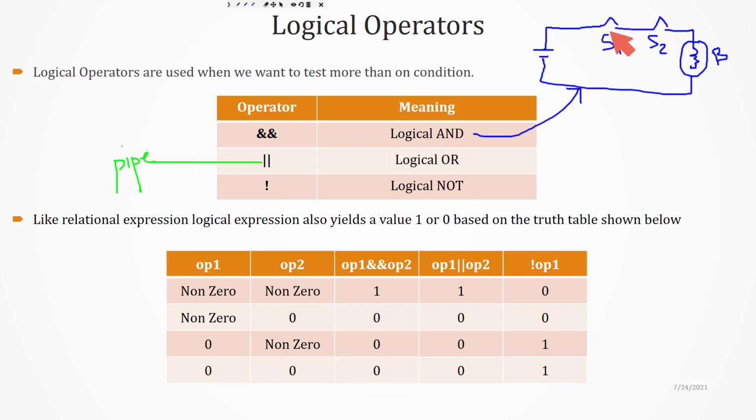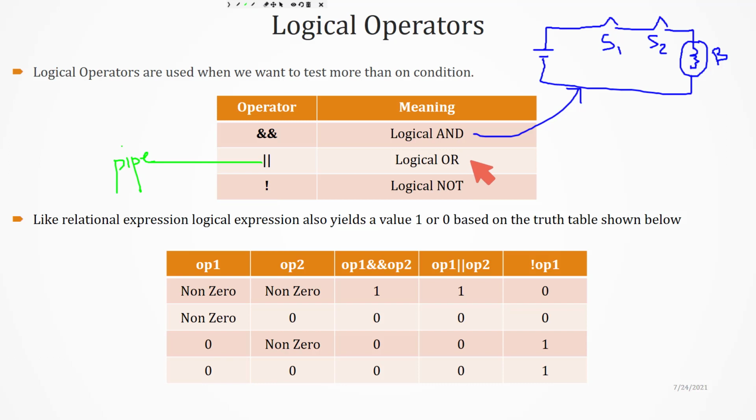We just consider these two as conditions, S1 and S2. So when these two conditions are satisfied, only then the bulb will glow. So I hope you understood what is logical AND. We will see more examples anyway.